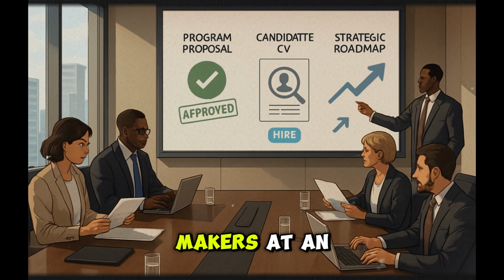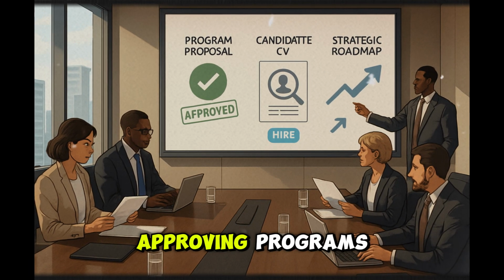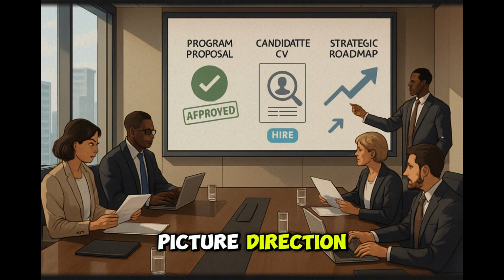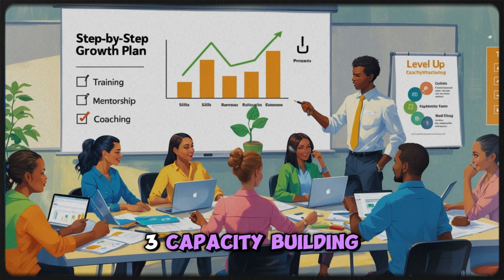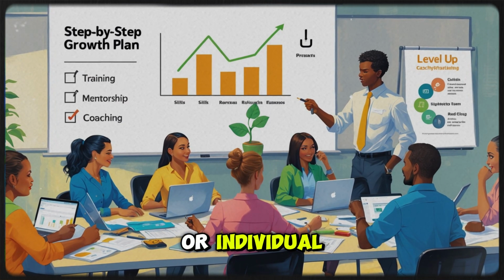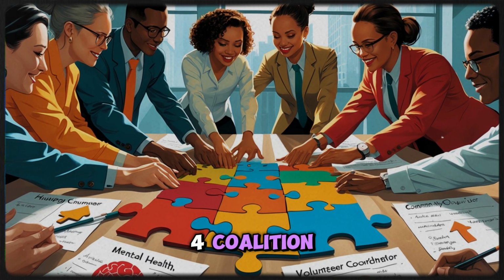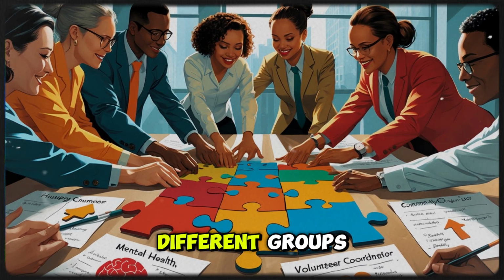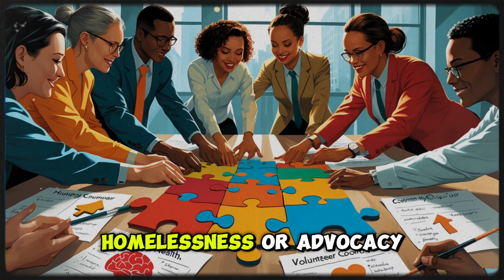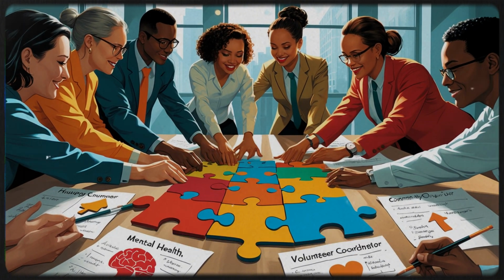2. Board of directors. They're the decision makers at an organization, approving programs, hiring leaders, and setting the big picture direction. 3. Capacity building. Helping an organization or individual level up their skills and resources so they can grow and serve more effectively. 4. Coalition. Think team up. Different groups come together to tackle a big issue, like mental health, homelessness, or advocacy.